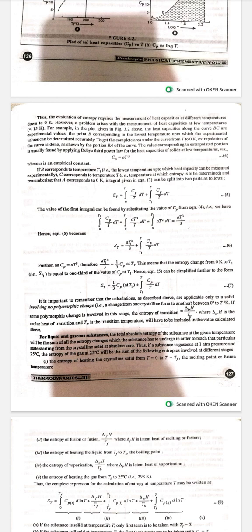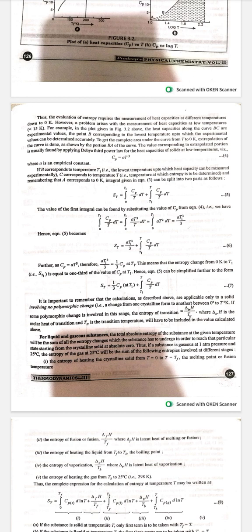However, a problem arises with the measurement of heat capacity at low temperature. For example, we plot a graph and the heat capacities are curve BC, the experimental values, and the point B corresponds to the lowest temperature up to which the experimental values can be determined accurately to get the complete area under the curve. The extrapolation of the curve to 0 K is then as shown by the portion of the curve near B.